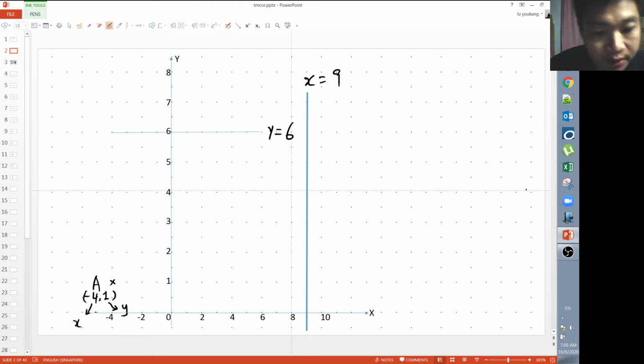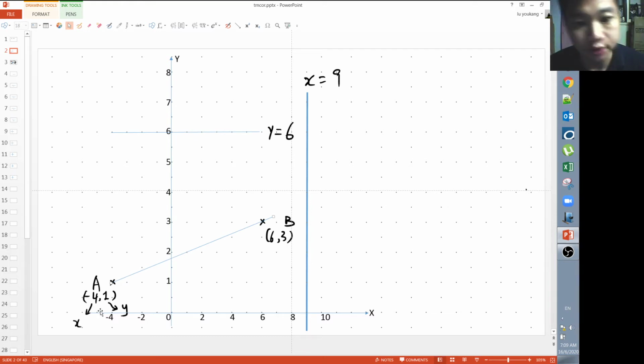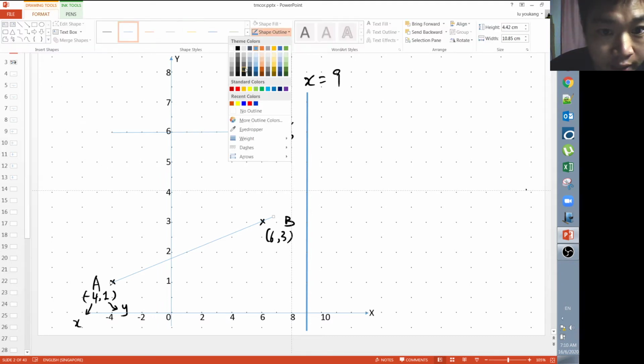All right, now let me get another point. Okay, let me get (6, 3). Okay, so 6 and 3, and let me call this point B. Okay, so by the way, with 2 points, you can start to link up these 2 points and you will get a straight line. Okay, so remember, if you need to draw a straight line, you need 2 points, right? You need 2 points to draw a straight line. All right, so now you have this straight line.